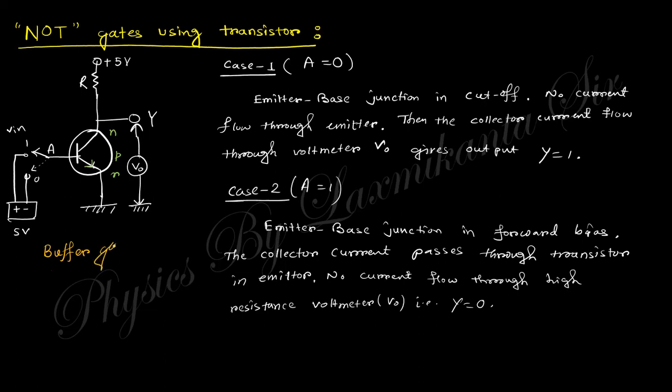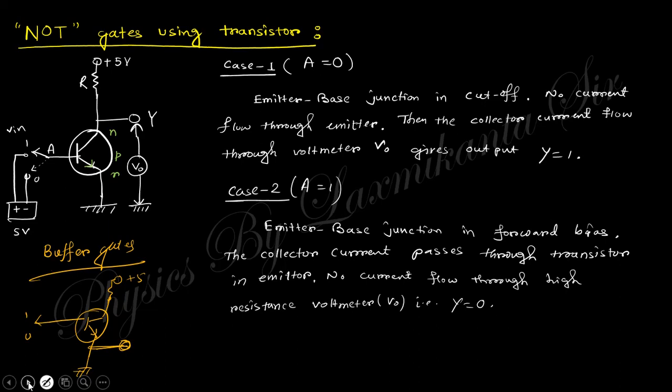Okay. In the buffer gate using diodes, the circuit will be similar to this one. The only difference is the output point, this one, like that, 1 0, and this is 5 volt. So when this is 0, there is no output. When this is 1, the current flows and there will be output. Okay, so this is the buffer gate. So I think it is clear about these three gates using diode and transistor.